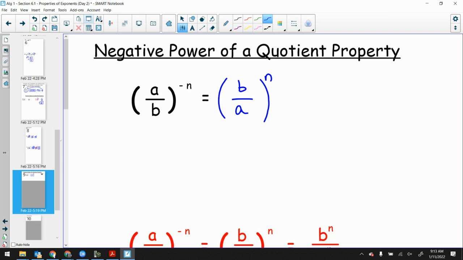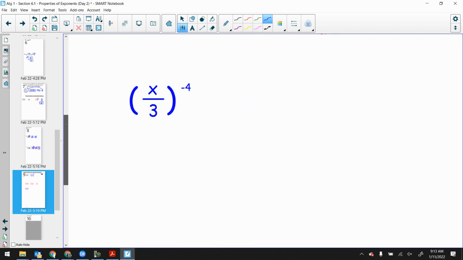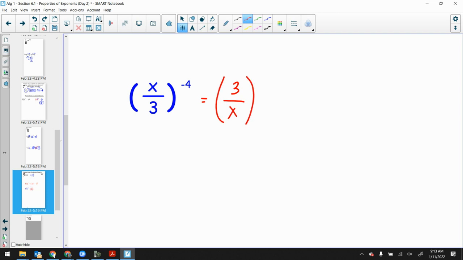So for example here, we had x over 3 to the negative fourth power. Question? Yeah, so when you have your negative power, it basically just flips everything. Like here, the 3 will go on top and the x will go on bottom. I take the reciprocal of the fraction and turn the exponent positive. So this would end up being 3 to the fourth over x to the fourth.